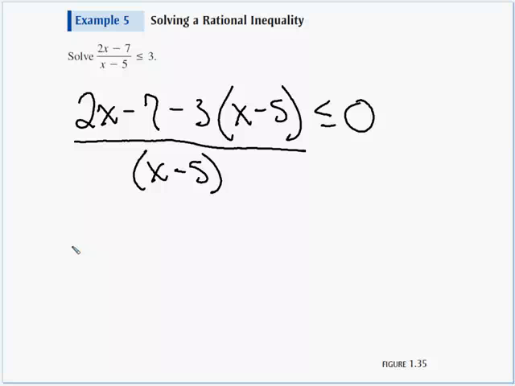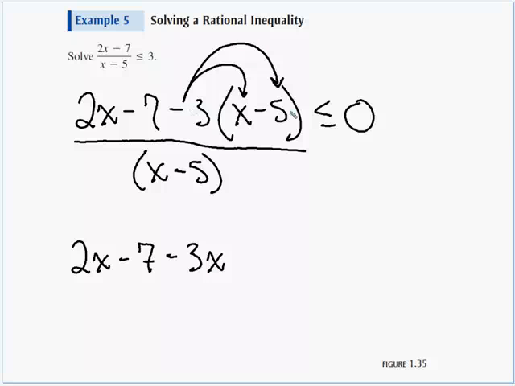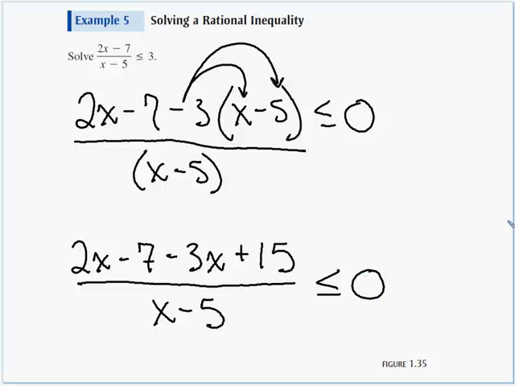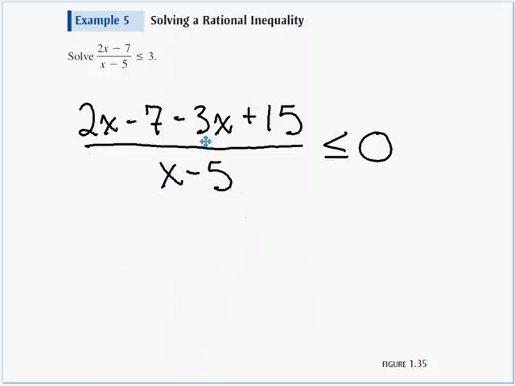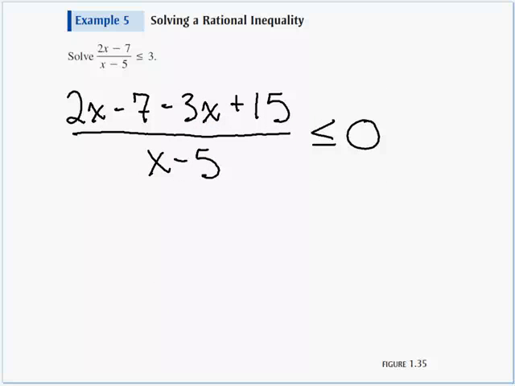So we are going to distribute that negative 3. We still got our 2x minus 7. And then we're going to distribute a negative 3 to the x, minus 3x, and a negative 3 to the negative 5. Negative and negative is positive. 3 times 5 is 15. And that's our numerator, and it's all over x minus 5, and that is less than or equal to 0.